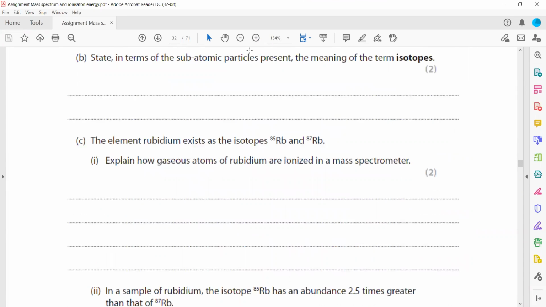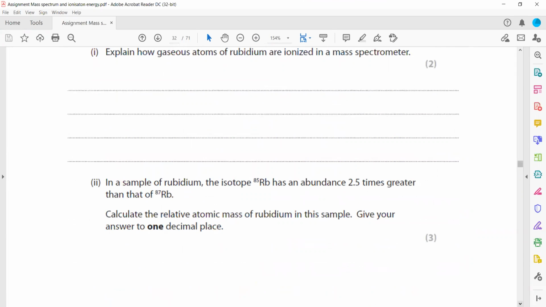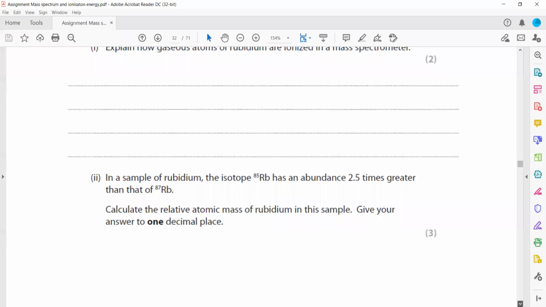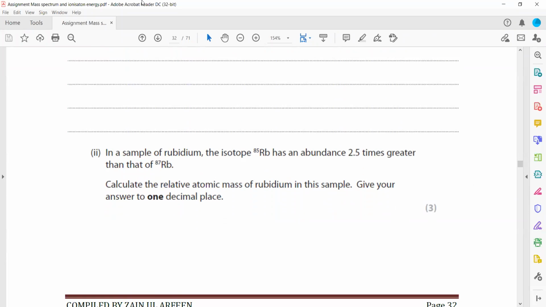The element, 36 part C2. In a sample, rubidium isotope 85 has an abundance 2.5 times greater than rubidium 87. So you have two isotopes of rubidium, rubidium 85 and rubidium 87, and rubidium 85 is 2.5 times greater. So when we compare the ratio, this is 2.5 times compared to rubidium 87. So the ratio is 2.5 to 1.